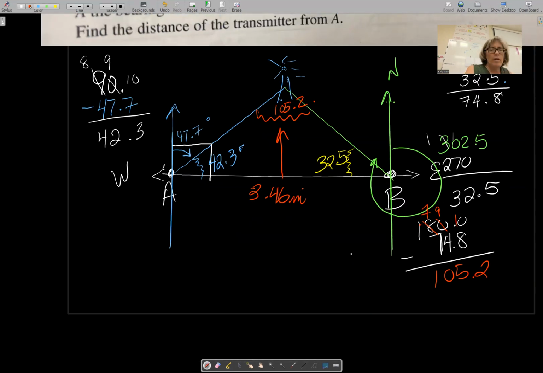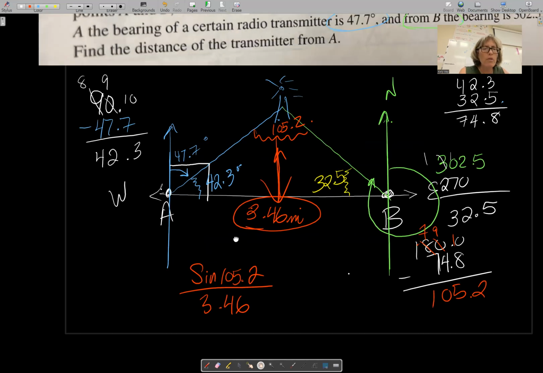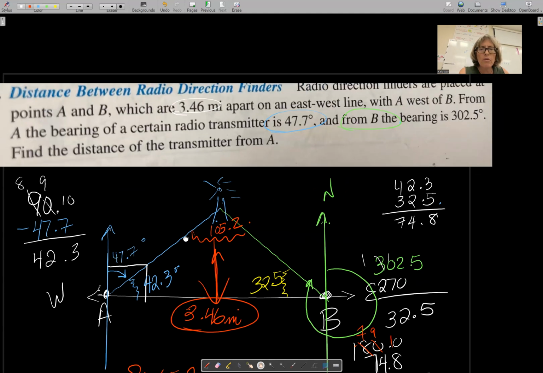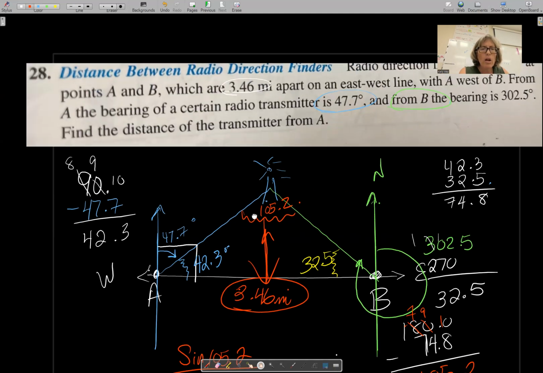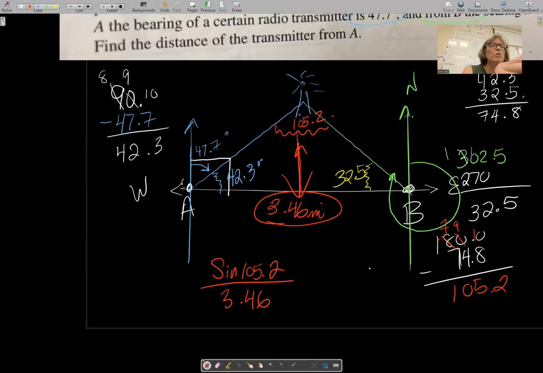And so we're going to take the sine of the angle 105.2 over the side length, because the angle goes with the side, 3.46. Oh, wait a minute. Question, what does the question ask for? Hang on, might be helpful. Find the distance of the transmitter from A. Okay, so that means we're going for this length. We'll call it X.